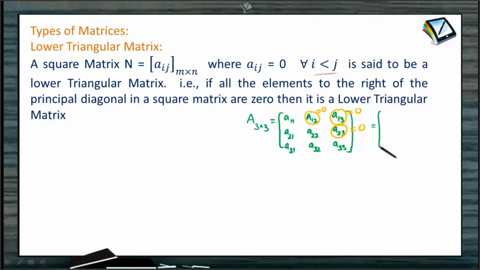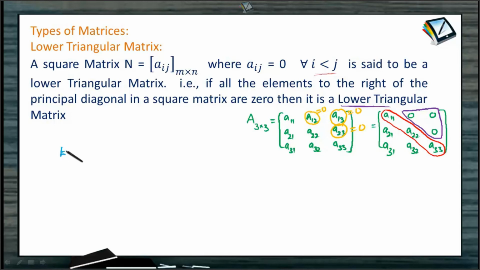Then this matrix when expanded would be in the form A11, 0, 0, A21, A22, 0, A31, A32, A33. Clearly, if you look at the principal diagonal in this matrix, the elements to the right side of the principal diagonal, that is the upper portion of the square, are all zeros. Then such a matrix is called a lower triangular matrix. That is, if all the elements to the right side of the principal diagonal in a square matrix are zeros, then it is called a lower triangular matrix.